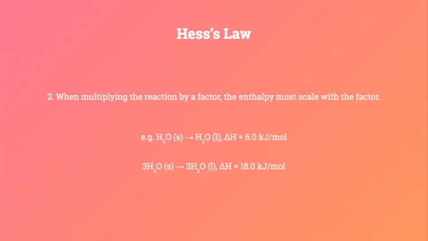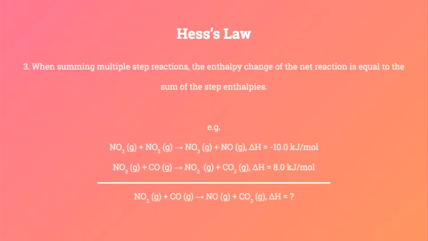When multiplying the reaction by a factor, the enthalpy must scale with the factor. Again, we have the melting of ice, but this time, instead of 1 mole of ice being melted, we have 3 moles of ice being melted. Therefore, the enthalpy change of this 3 mole reaction has to be multiplied by 3 as well. So instead of 6 kilojoules being absorbed, 18 kilojoules are absorbed. Finally, when summing multiple step reactions, the enthalpy change of the net reaction is equal to the sum of the step enthalpies.